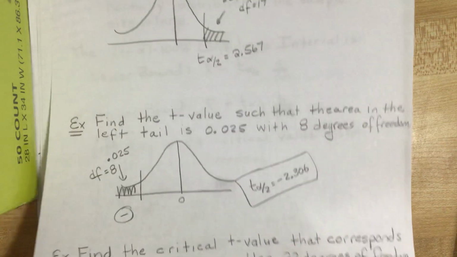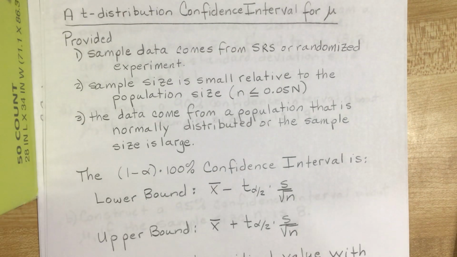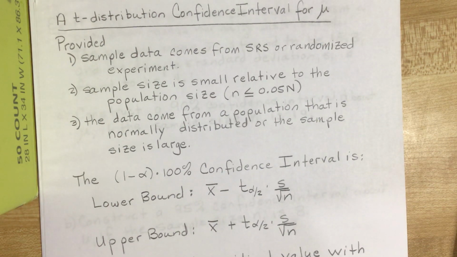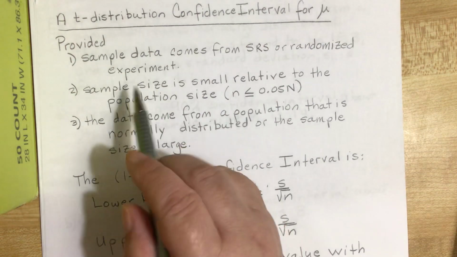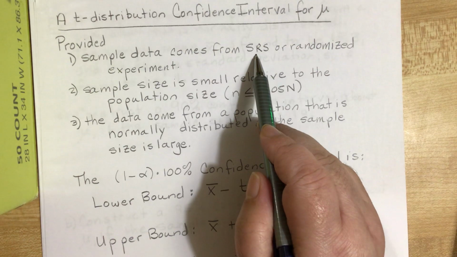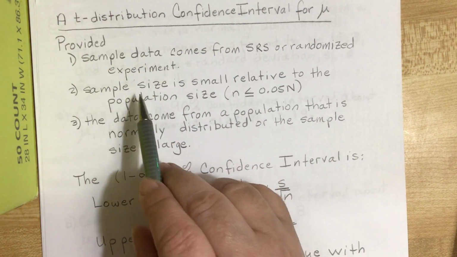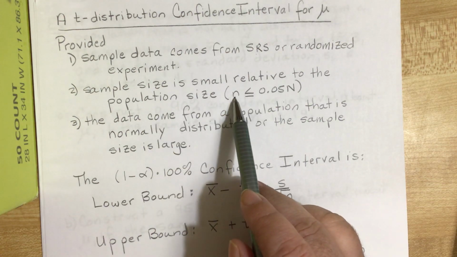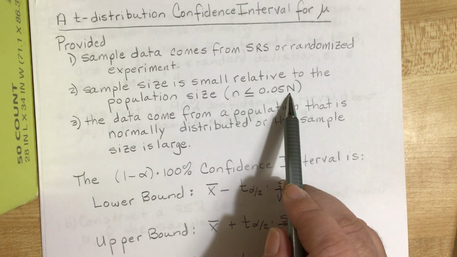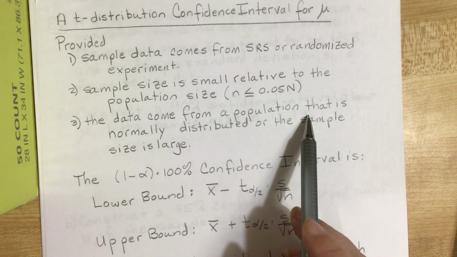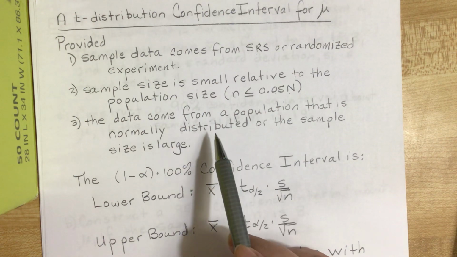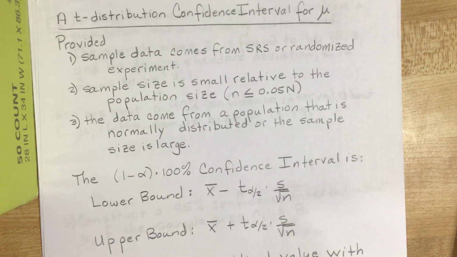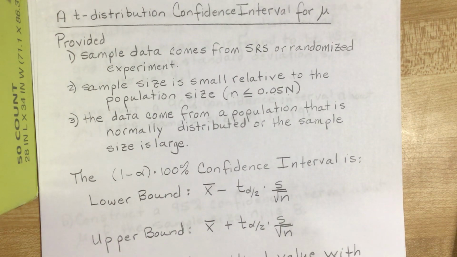Okay, so what is a T interval? For a T distribution, you have to have a certain set of things that happen. We know that the data comes from a simple random sample or a randomized experiment. We know that the sample size is small relative to the population, which means that our sample size is less than 5% of the population, and that the data comes from a normally distributed distribution if n is usually less than 30, and if it's greater than 30, it doesn't necessarily have to be normally distributed.